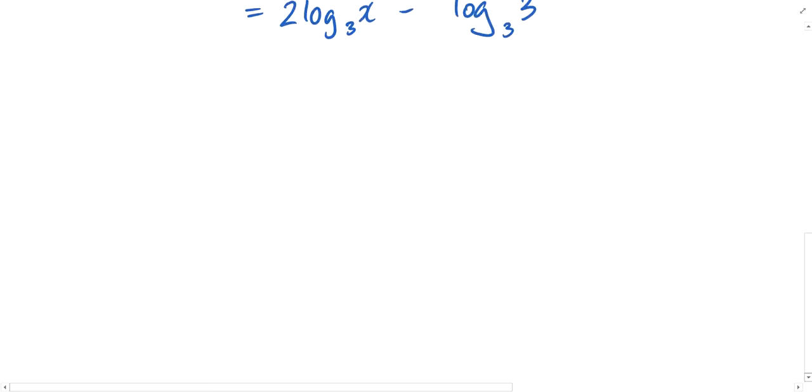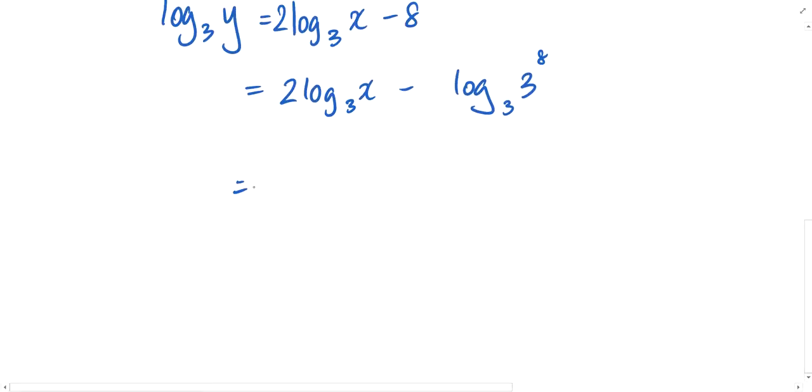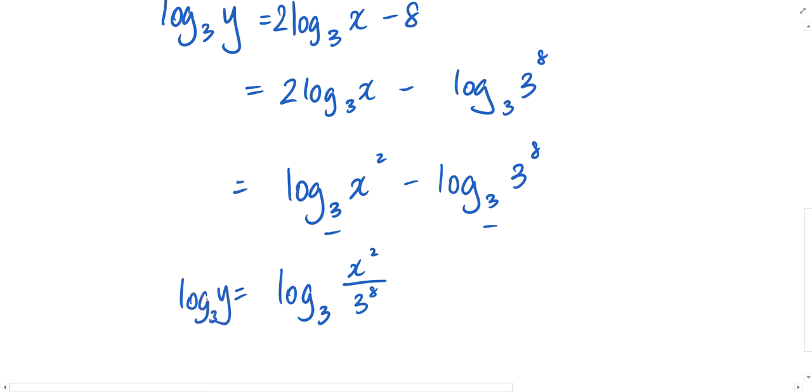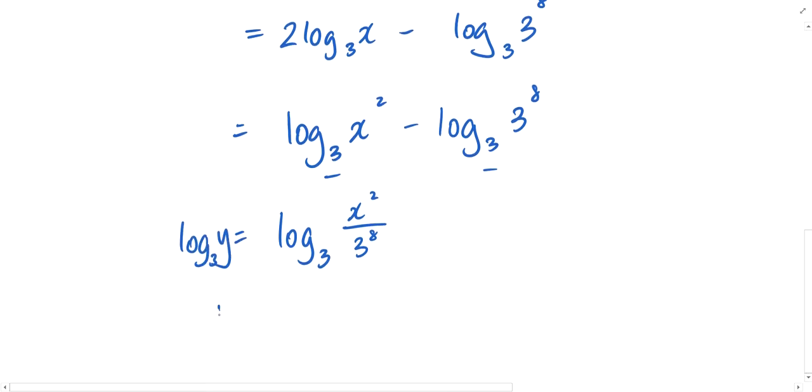So without skipping steps, what we have next is log base 3 x square minus log base 3, 3 to the power 8. Since the bases are the same and we are subtracting, effectively we are doing division. So log base 3 of x square over 3 to the power of 8, and this is equal to log base 3 y. So now we have y equals x square over 3 to the power 8, which gives us 6 what? Okay, so this is the answer.